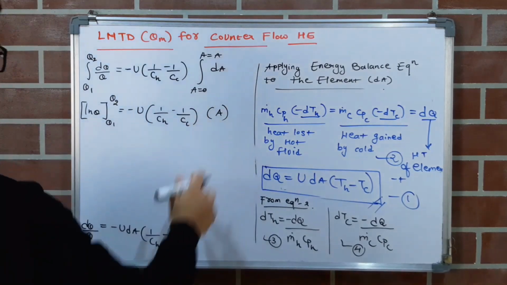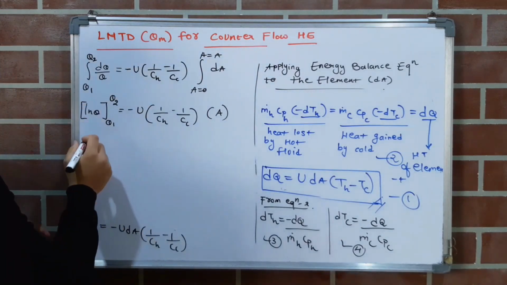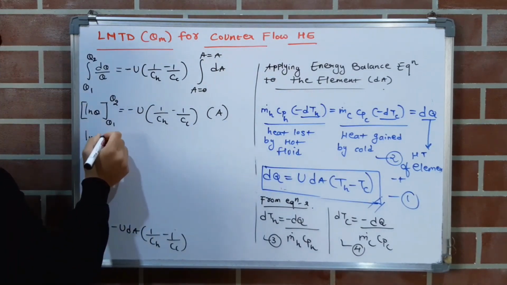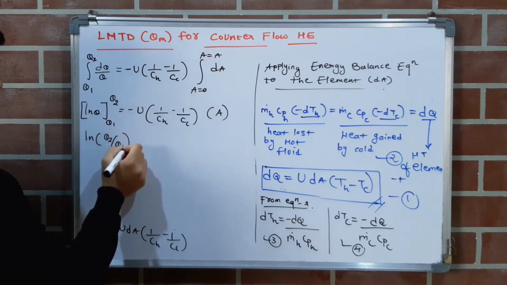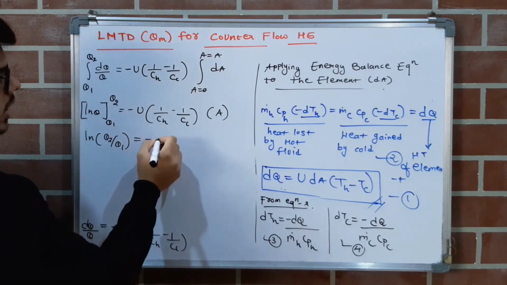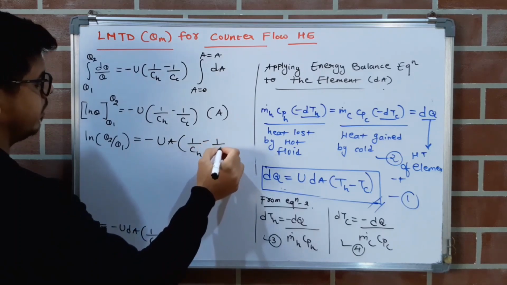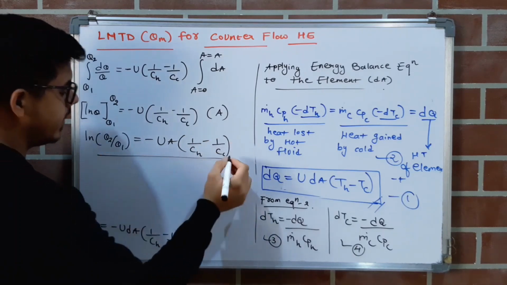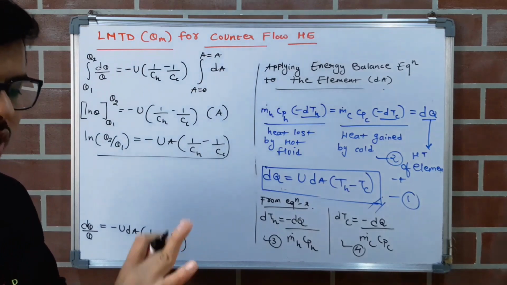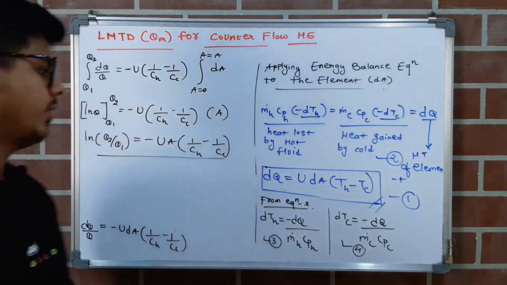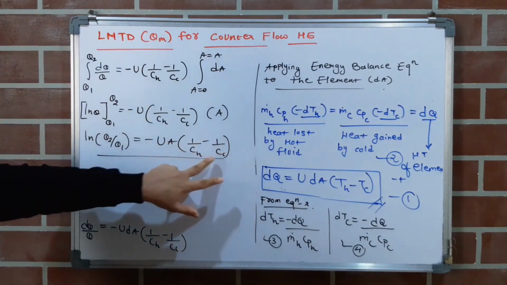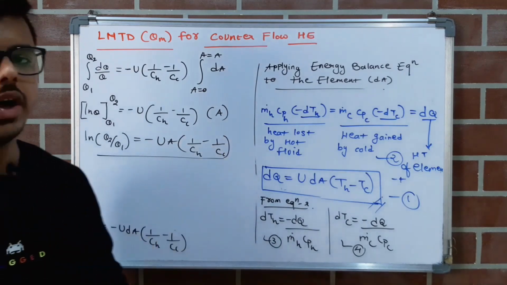I will write directly ln of theta 2 by theta 1. This we know, right? So I will write directly UA into 1 upon Ch minus 1 upon Cc. Now we got this equation for the whole counterflow heat exchanger. So now we want to find what? We want to find the value of this. So from where we can find?